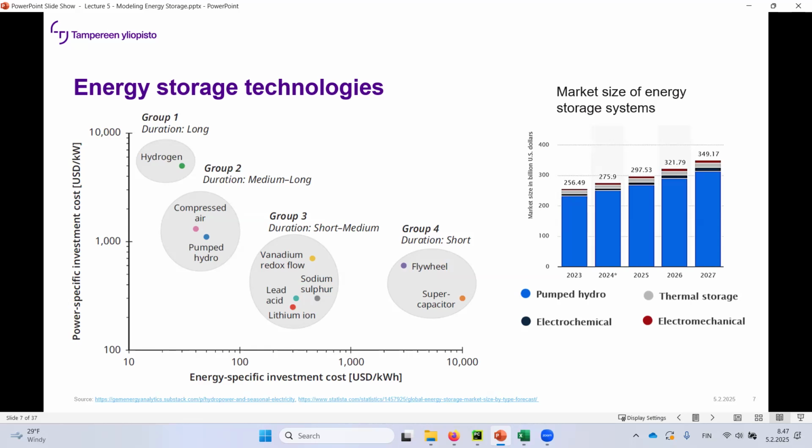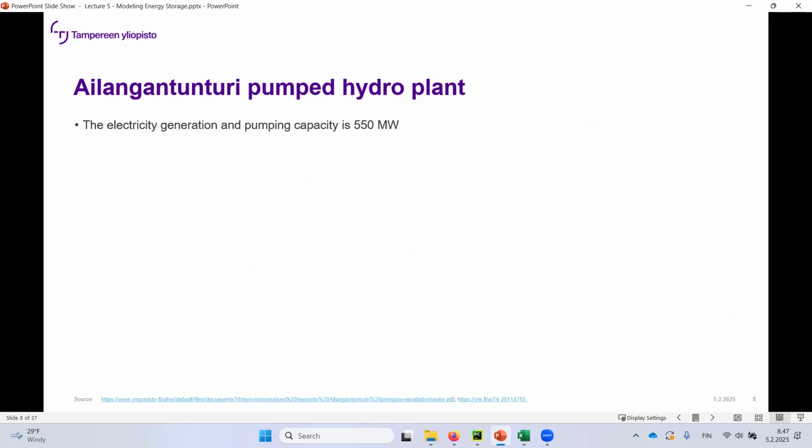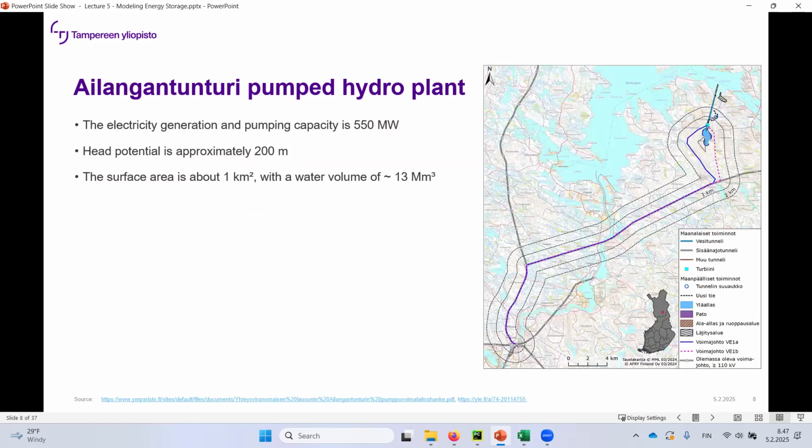So, examples of these energy storage technologies. In Finland, they are planning Ailangan tunturi, a pumped hydro plant which is going to be 550 megawatts. I don't recall if it was said how much that was in energy terms, but I guess it was a few gigawatt hours that they could store. And you can even calculate it yourself because they are giving the numbers. So this is the map from Ailangan tunturi, and that's the blue line in here. It's going to be the tunnel that they can utilize to pass the water through.